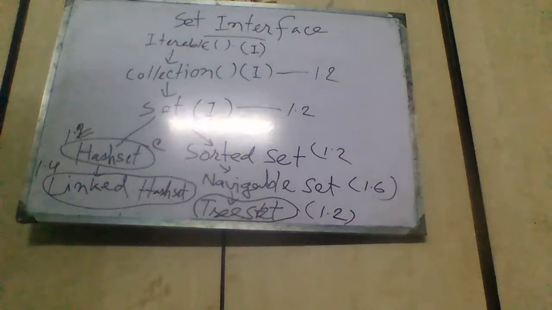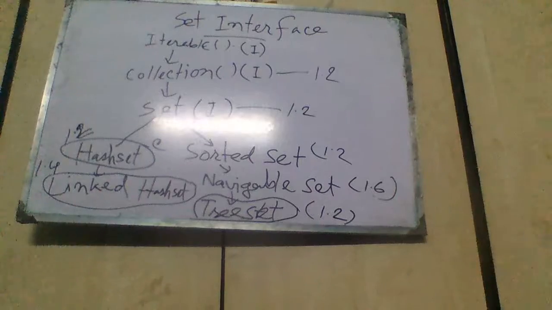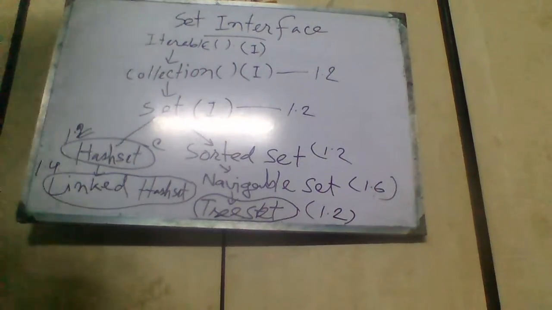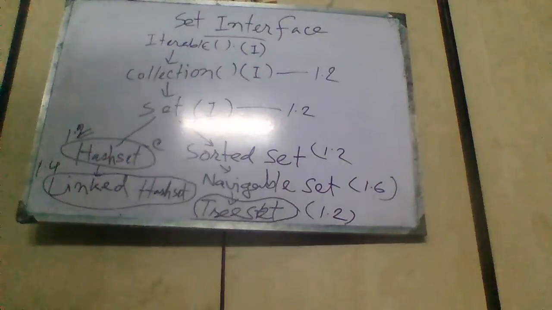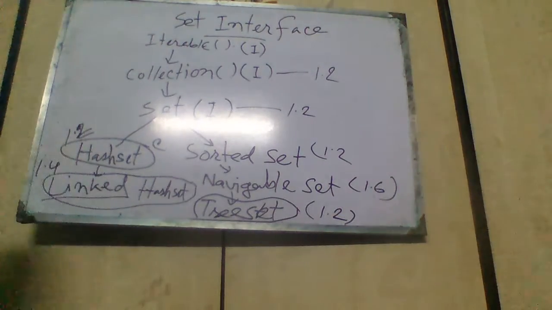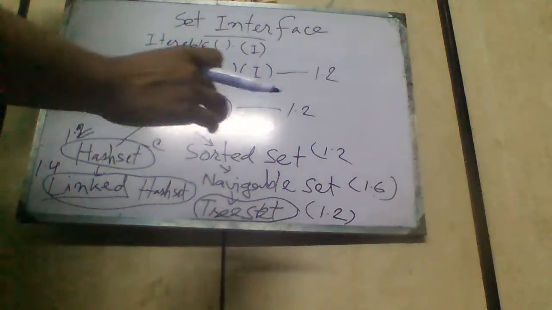So in this lecture we will learn the characteristics of the HashSet class. We know that there are three classes in the Set interface that we want to learn. Number one is HashSet, number two is LinkedHashSet, and number three is TreeSet. Where we see the word linked, that means the insertion order is preserved.